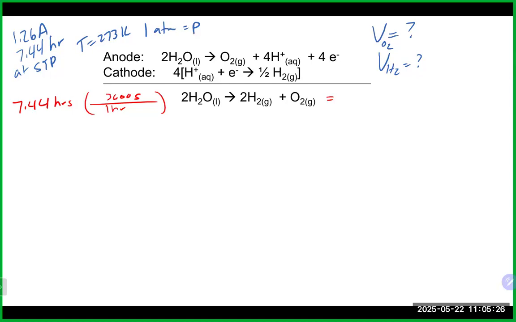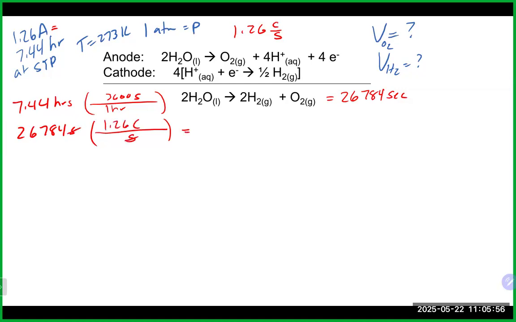7.44 times 3,600 is going to give me 26,784 seconds in this case. I need to do that because this guy right here is basically 1.26 coulombs per second. That is what an amperage equals. And again, that's what's going to get us into our coulombs of charge for this cell. So 26,784 seconds. We're now going to times it by the current here of 1.26 coulombs per second.